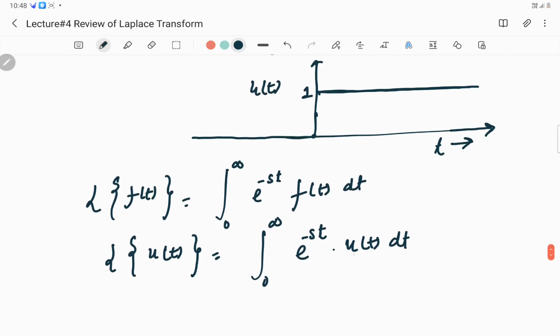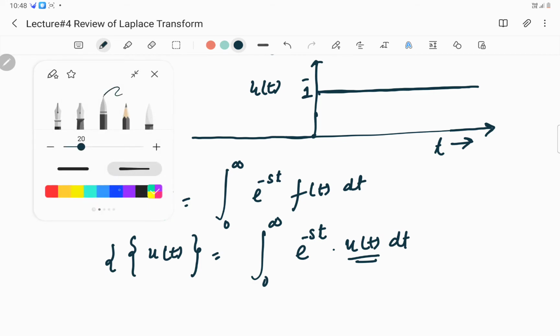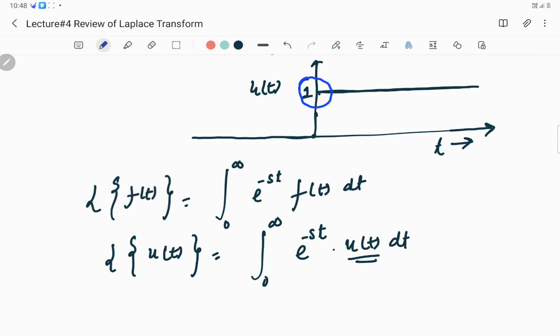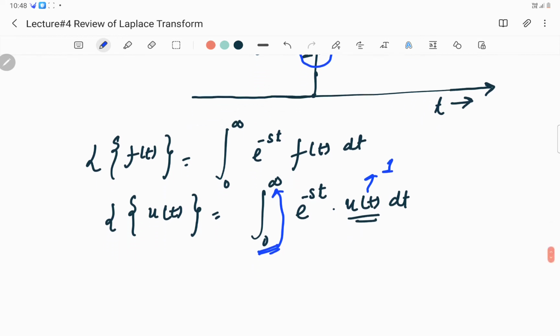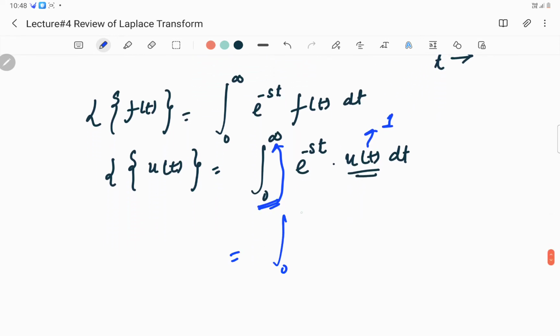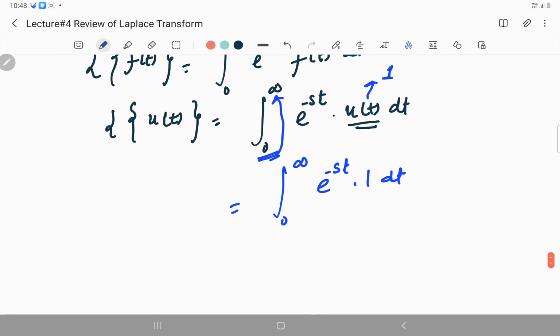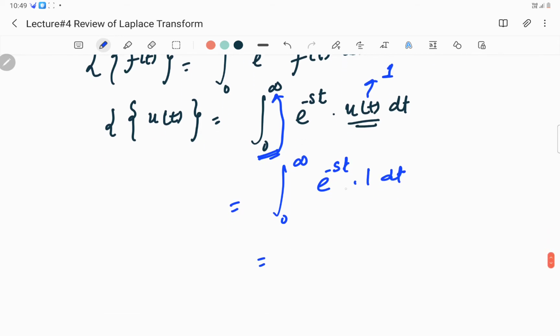Now as we know, this u(t) is basically equal to 1 for t greater than 0. For t greater than 0, for these values 0 to infinity, our u(t) is 1. So I can write it as the integral from 0 to infinity of e to the power minus st times 1 dt. So it is integration of e raised to the power minus st, which would be e raised to the power minus st upon minus s, with limits 0 to infinity.